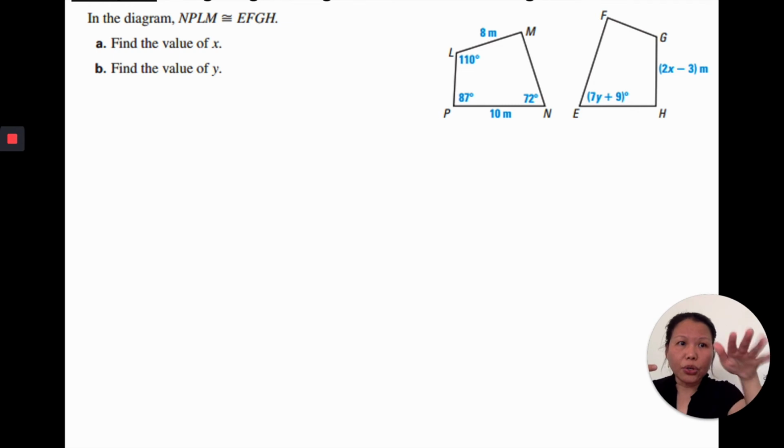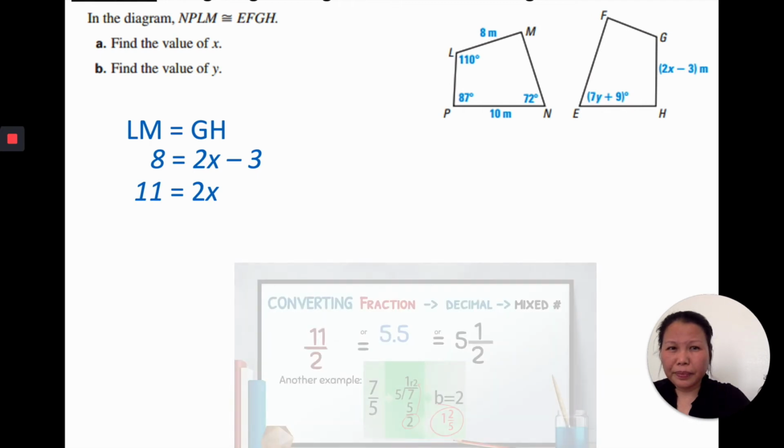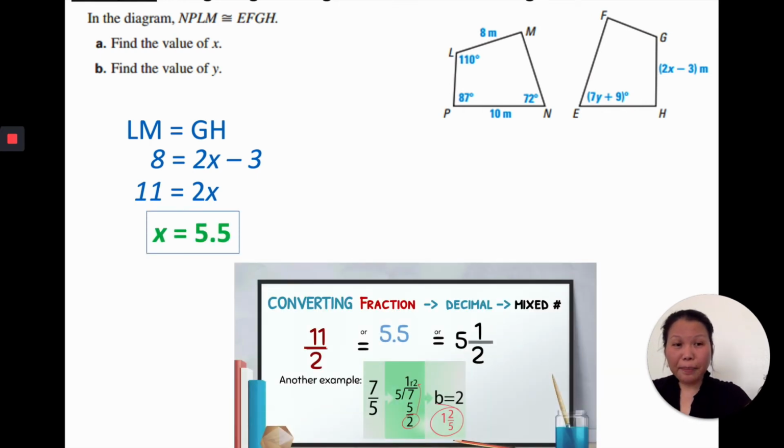Side LM equal to side GH: 8 equals 2x minus 3, and then solve for x. You're just solving for x by isolating, doing the inverse and adding 3 to both sides. We get 11 on the left equal to 2x, and then divide by 2 on both sides. We get 11 divided by 2, which is 5.5. Now, sometimes the answer will be 11 over 2 and not a decimal number, so be careful. It could be 11 over 2, or a mixed number.